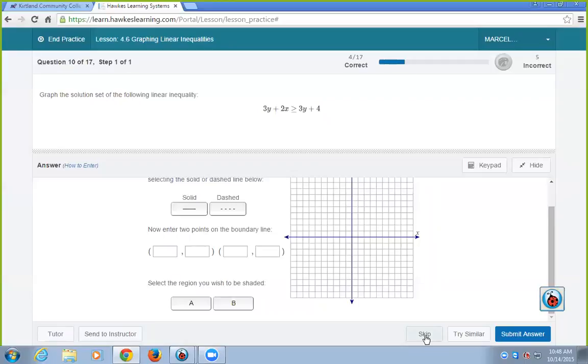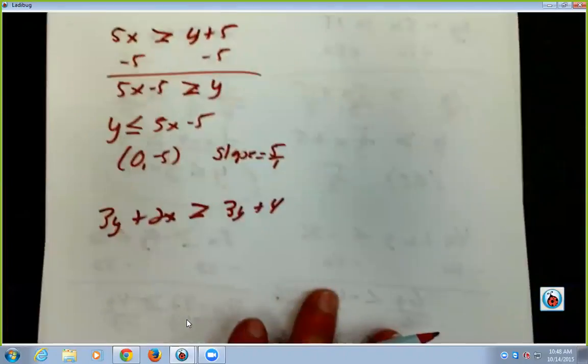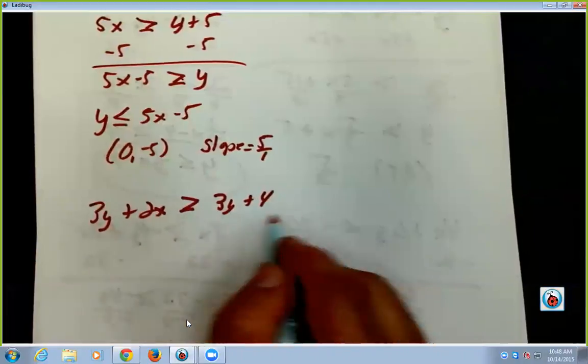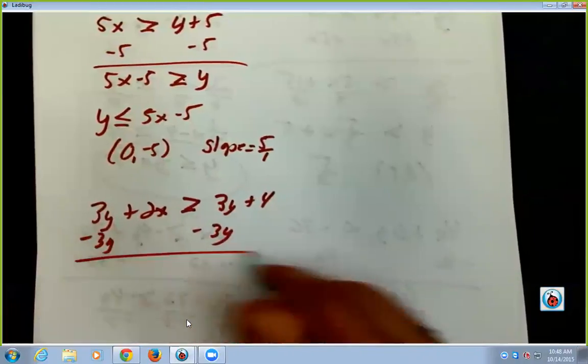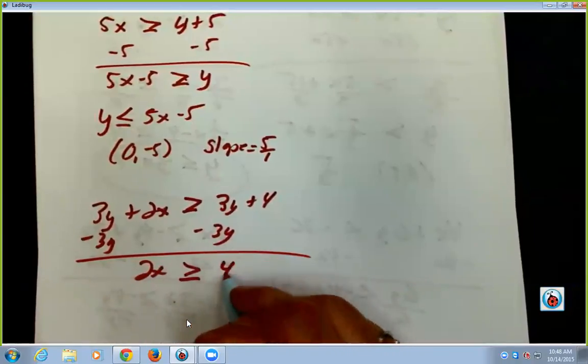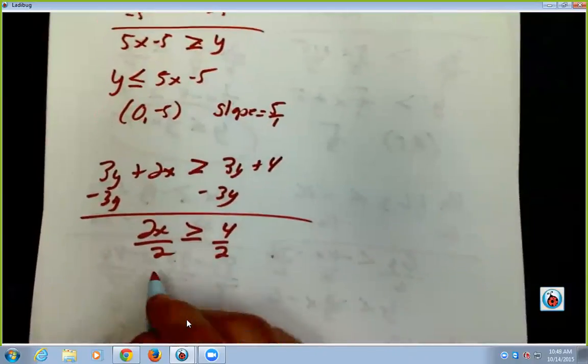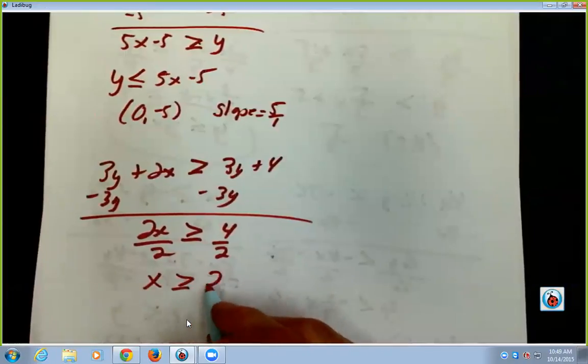And same thing here. You got to get your y's together. This one's a little different. So is the line solid or dashed? Solid? Okay. Write it down on paper. So 3y plus 2x is greater than or equal to 3y plus 4. Go over to my paper and work this one out. When I get my y's together and I minus 3y, they disappear. Dividing by 2, I find out that x is greater than or equal to 2.